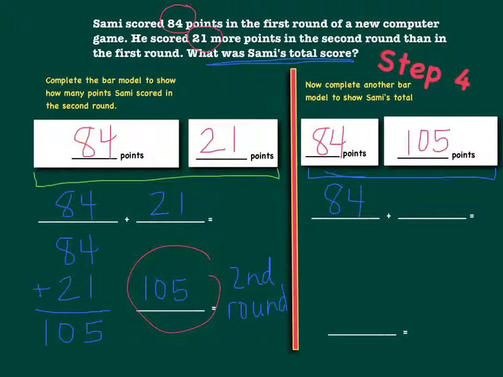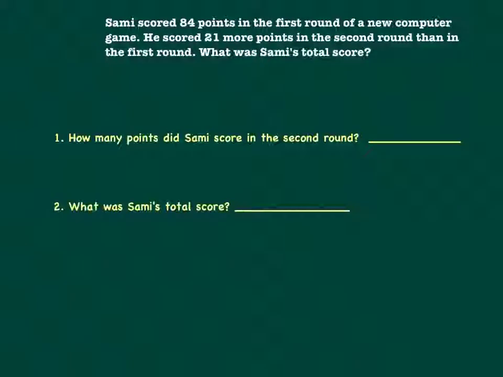84 plus 105. Well, I'm again going to put that up and down, guys, and line up my place values. 105 plus 84. What is 5 plus 4? 9. 0 plus 8 is 8. Bring down my 1. Now I have my answer. 189 what? Points, because we cannot have any naked numbers. No naked numbers, guys.